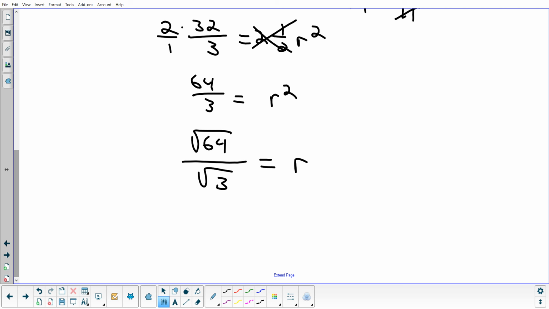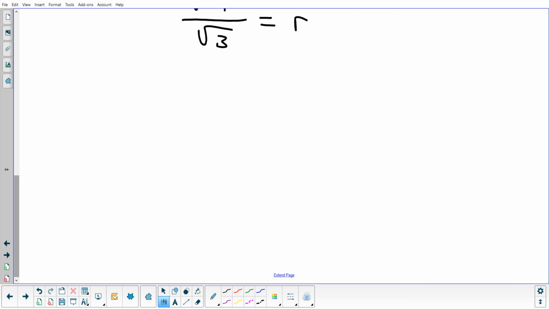Okay, so that's the answer. The only thing we have to do from here is clean that answer up a little bit and simplify it as much as we can. What's the square root of 64? 8. So that comes out nice.